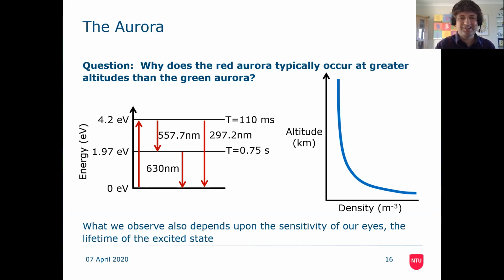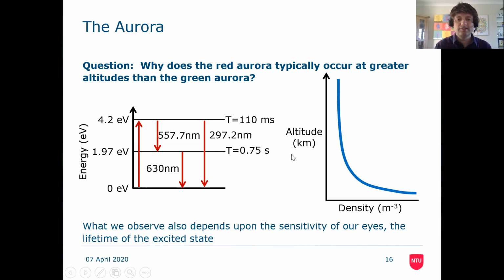And for the green northern lights, this lifetime here of about 110 milliseconds, quenching occurs quite low down in the atmosphere, around about 85, 90, 95 kilometers, those sort of altitudes. And so we wouldn't get green northern lights below those altitudes.